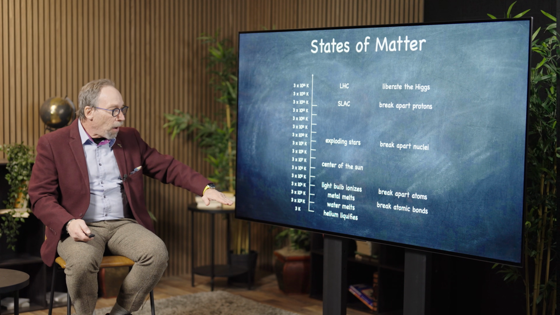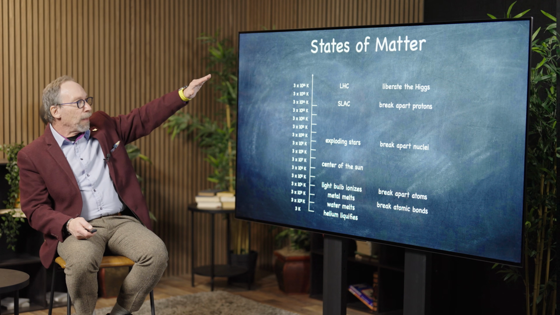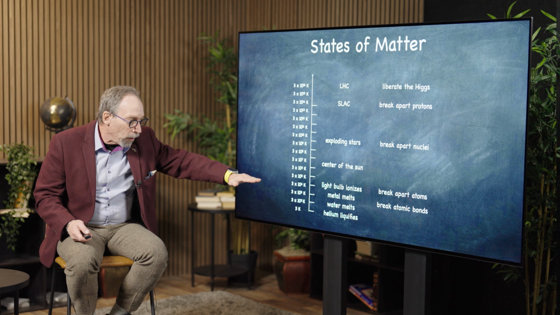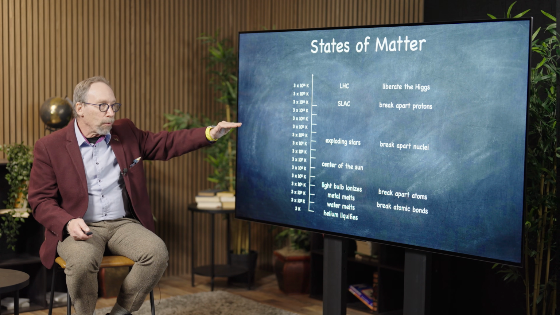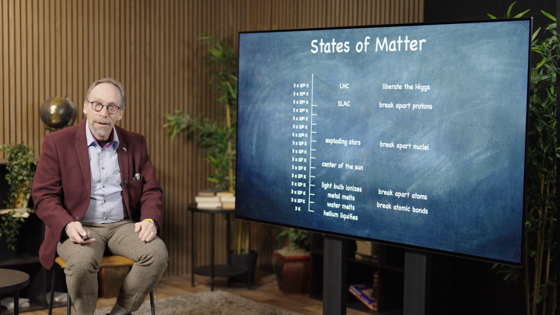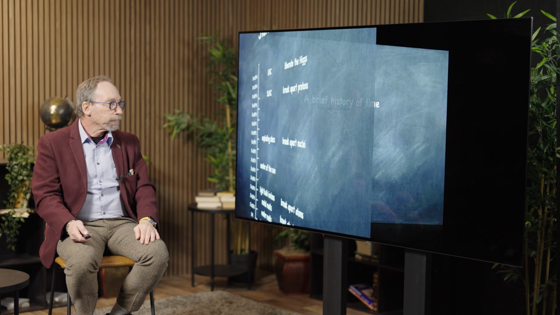But this is the kind of thing to think about in the way matter changes its behavior as a function of temperature. What we're doing is breaking apart atomic bonds, then breaking apart atoms, then breaking apart nuclei, breaking apart protons, and ultimately looking at the object itself that we think gives mass to the quarks that make up the protons. The last thing I want to talk about, so that's space and the structure. So we talked about space and matter. The last thing I want to talk about in this lecture is the nature of time.